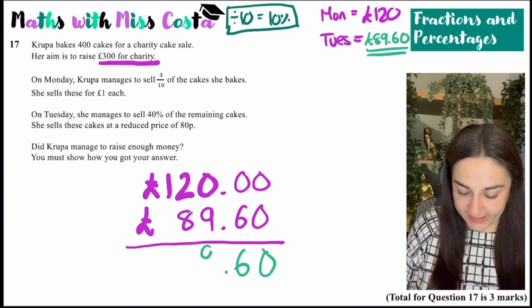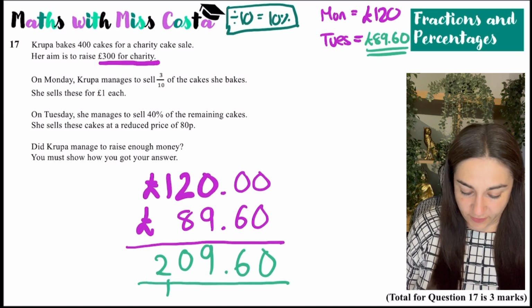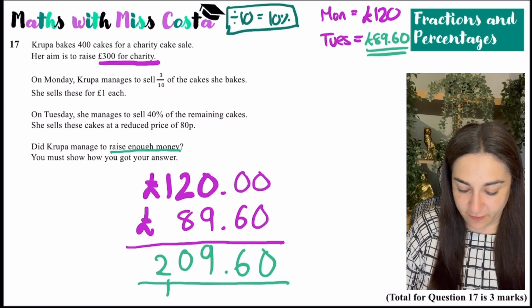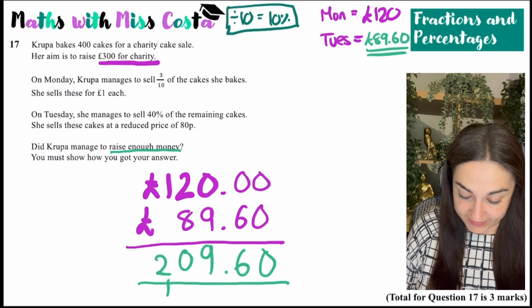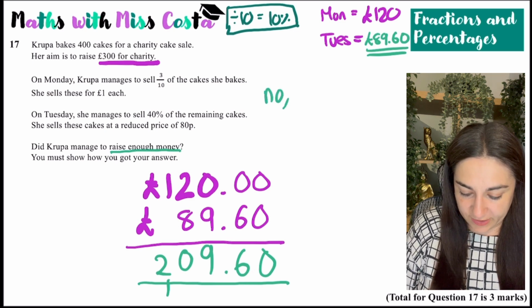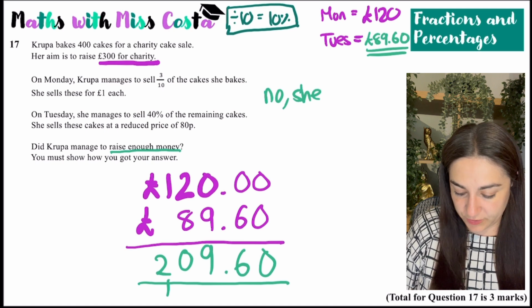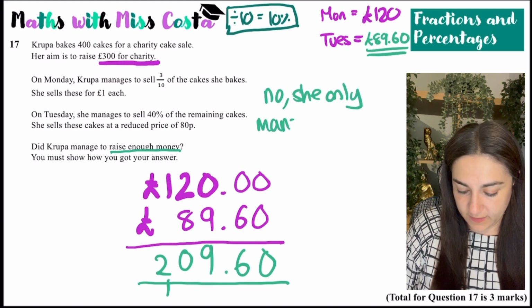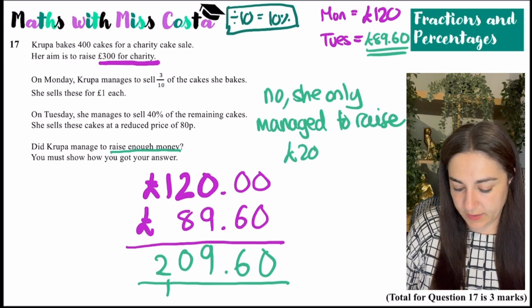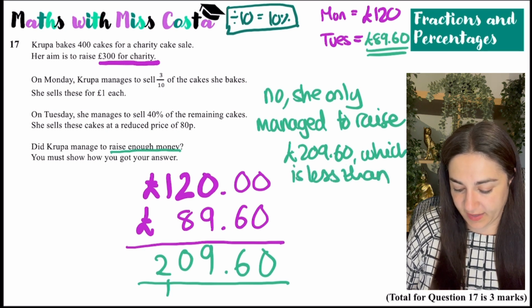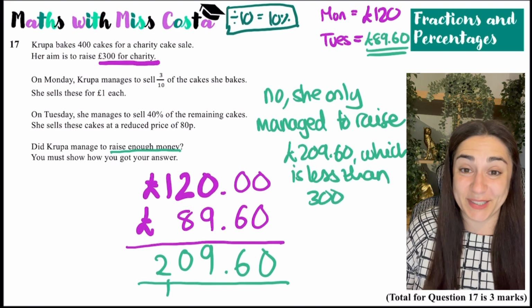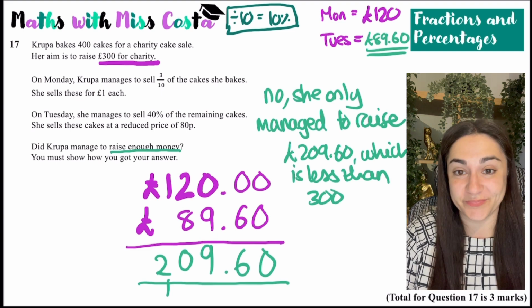So 0 plus 6 is 6, 0 plus 9 is 9, 2 plus 8 is 10, carry the 1, and then you're left with her total. Did Krupa manage to raise enough money? So this is a question, so you're going to have to answer it. And you would say no. She only managed to raise £209.60, which is less than 300. So sadly, she didn't meet her fundraising target.